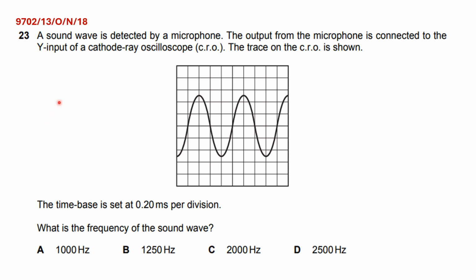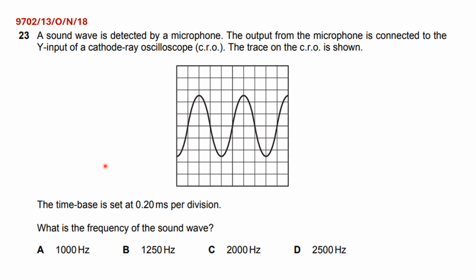So I'm going to read this question for you. A sound wave is detected by a microphone. The output of the microphone is connected to the Y input of the cathode ray oscilloscope. The trace of the CRO is shown. The time base is set at 0.2 milliseconds per division. And what is the frequency of the sound wave?